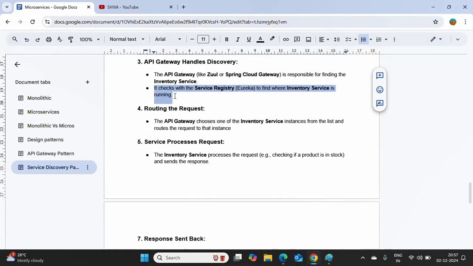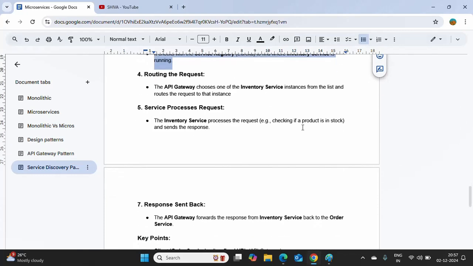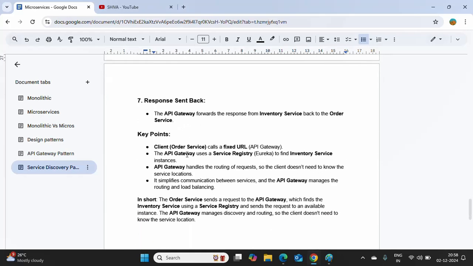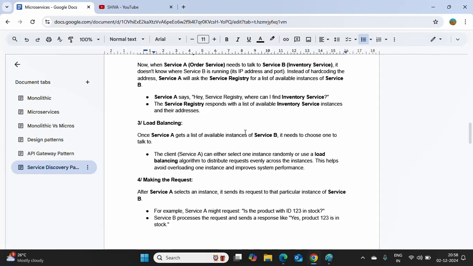Once it identifies the information of the inventory service, what will it do? It will route the respective request to the inventory service. Then the inventory service will process the request and send the response back to the API gateway. Once the API gateway receives the response, it will send the response back to the order service. This is the pattern. Once we cover that, we are good to go with the practical sessions.